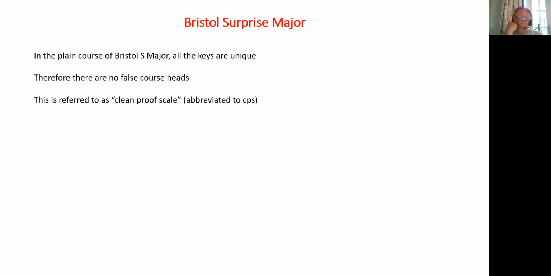Not all methods have false course heads. One very common example of that is Bristol. When you write out a plain course of Bristol and you work out all your keys, you find that they're all unique, and therefore there are no false course heads in Bristol. When we get a method like that, we refer to it as clean proof scale, and quite often you see that abbreviated to CPS. Methods like that are much easier to compose with, because you don't have to worry about the fact that there are false course heads that you need to cater for.